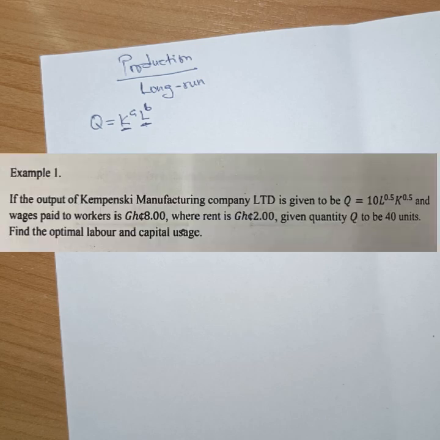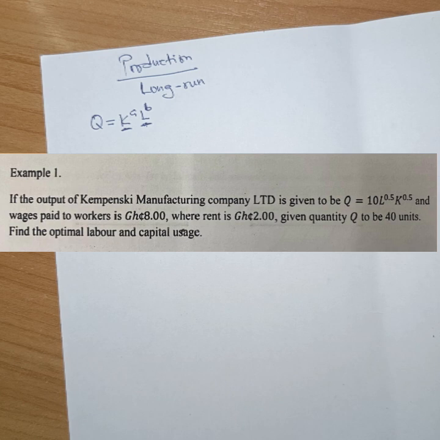So example 1, it says if the output of Kempinski Manufacturing Company Limited is given to be Q equals 10 L to the power 0.5 K to the power 0.5, and wages paid to workers is 8 cedis, where rent is 2 cedis, given quantity to be 40 units. Find the optimal labor and capital usage.